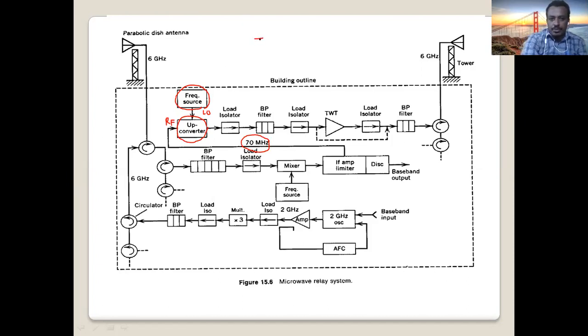mixer. So mixers are of two types. When you say a mixer, we have two types of mixer, up converter. In up converter mixer, the output here, the intermediate frequency, IF, will be the frequency of the RF, the radio frequency, plus the frequency of the local oscillator. So it is what? It is summation.